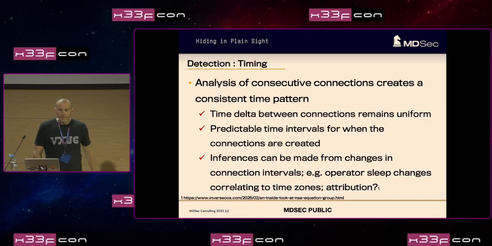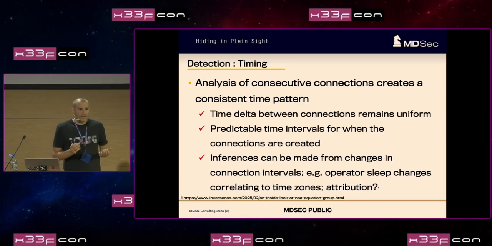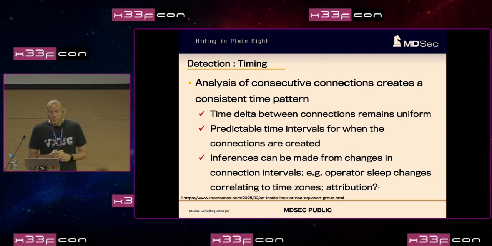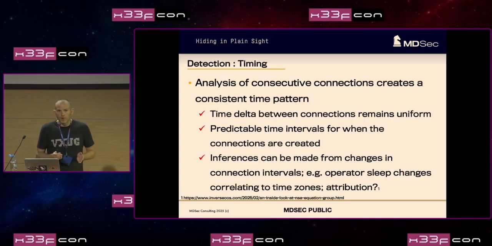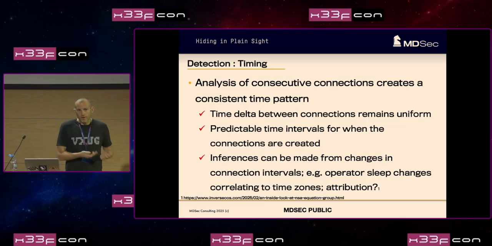So firstly, timing. So beacon activity is typically identified by analyzing time intervals or time delta between consecutive connections. The idea really is that the beaconing follows a relatively consistent time pattern where the time delta between the connections remains relatively uniform. So if you've got the telemetry and you analyze the times when the requests occur, applying a little bit of leeway for a sensible jitter, over a long enough period of time, you should be able to pick out a predictable pattern of beaconing.